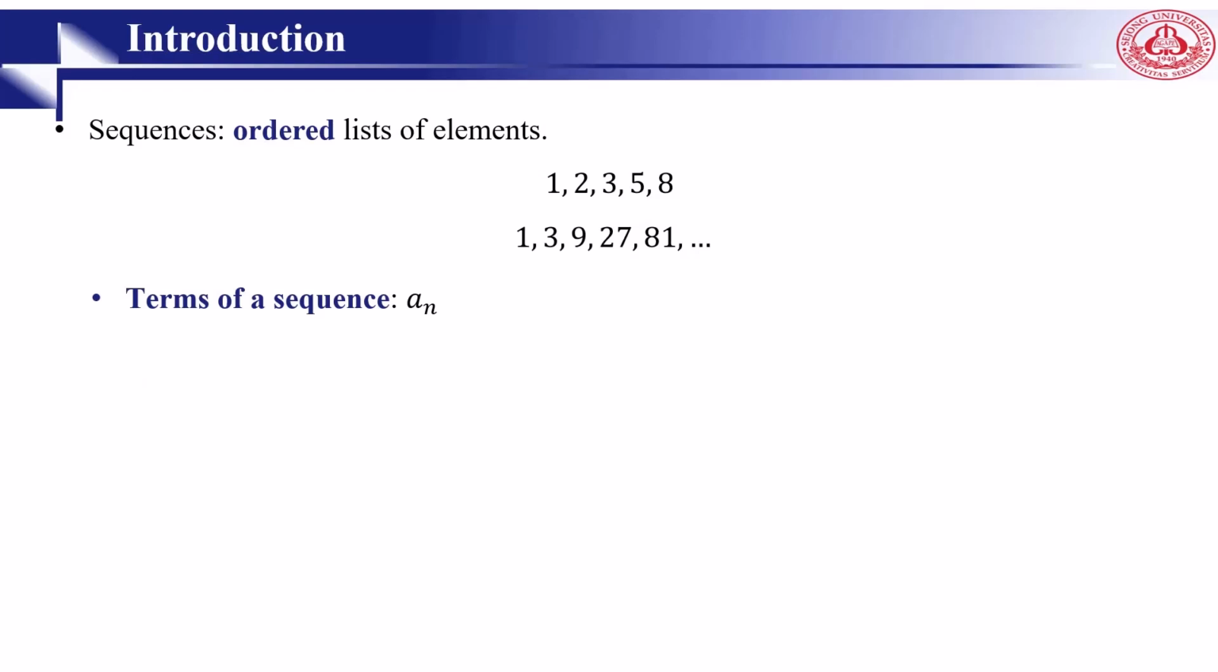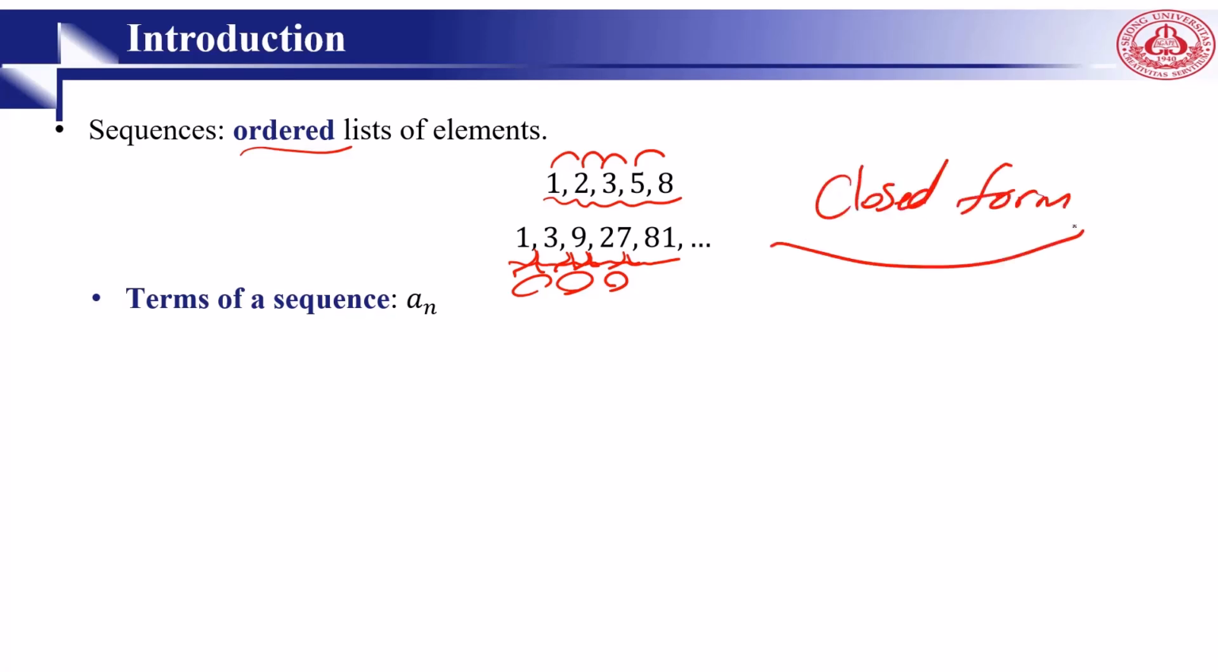A sequence is simply a discrete structure, and we use such structures to represent ordered lists of elements, orders of data. Here order is important. 1, 2, 3, 5, 8 is a sequence, or 1, 3, 9, 27, 81. What is the meaning of sequence here? It means there is some relation between consecutive elements. They follow a form, or we can derive some closed form, and using that closed form we can generate any number of elements following the form.